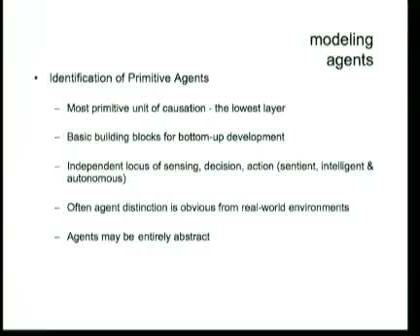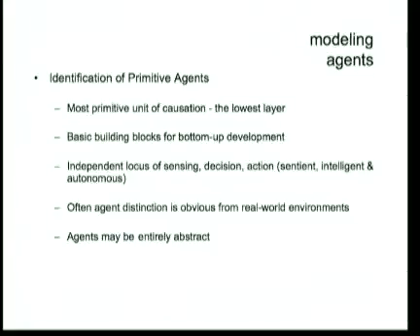So the first thing that you got to do in modeling these is identify a primitive set of agents. And what you're looking for here is the most primitive unit of causation, the lowest level, and you'll call these your agents. These are going to be the basic building blocks for doing the bottom-up development. So remember, you have to make sure that the entities you choose at the primitive layer qualify for being agents. Our definition from last time is an independent locus of sensing, decision, and action. So you could say they have to be sentient, to some extent intelligent and autonomous. Again, the meaning of those words is somewhat in question.